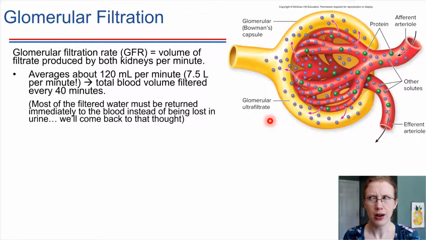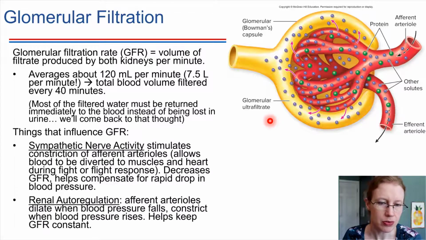Okay, so if the water is passing through into the filtrate, we don't want to just lose all that water in urine. That would be terrible. We'd become dehydrated extremely fast. So it turns out most of that water that just passed through and became filtrate needs to be recollected. It needs to be rerouted and joined up with the blood again. And that's what's going to happen. We're going to learn how that takes place.